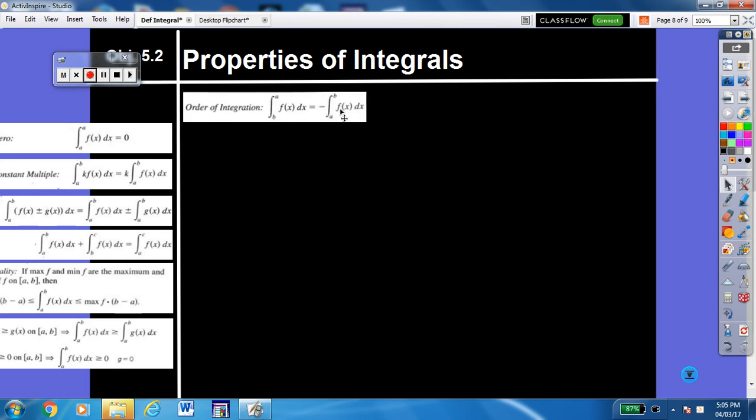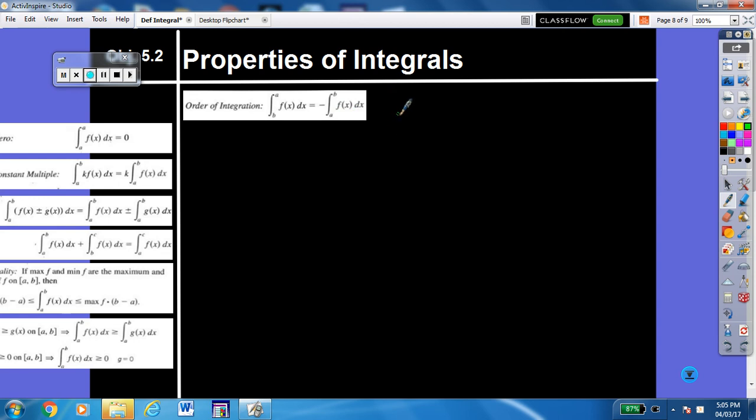Order of integration we've kind of already covered with our net area because we talked about direction of area. So we have here the integral from a to b of f of x dx equals the opposite of the integral from b to a of f of x. Let me give you an example of what this means.